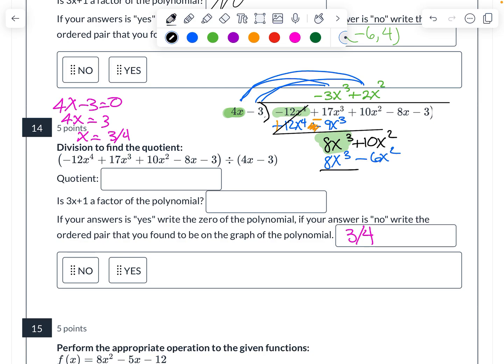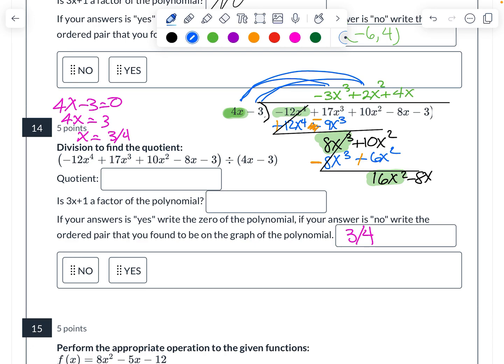I am then going to put my equals bar. I am going to remind myself that I should be subtracting, but I don't subtract well, so I'm going to add the opposite. And that makes these two cancel. And 10x squared plus 6x squared is 16x squared, and bring down my next term. Then I am going to take this first term and divide it by this. And 16 divided by 4 is 4. So 16x squared divided by 4x is 4x. So I have 4x there.